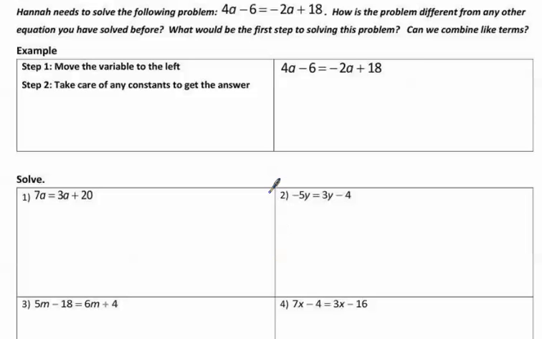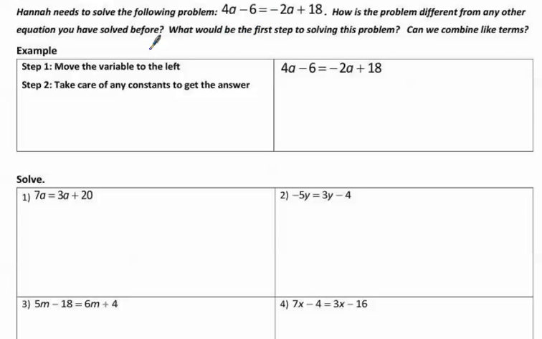Let's talk about having variables on both sides. Hannah needs to solve the following problem: 4a minus 6 equals negative 2a plus 18. How is the problem different from other equations you have solved before? What would be the first step to solve this problem? Can we combine any like terms?